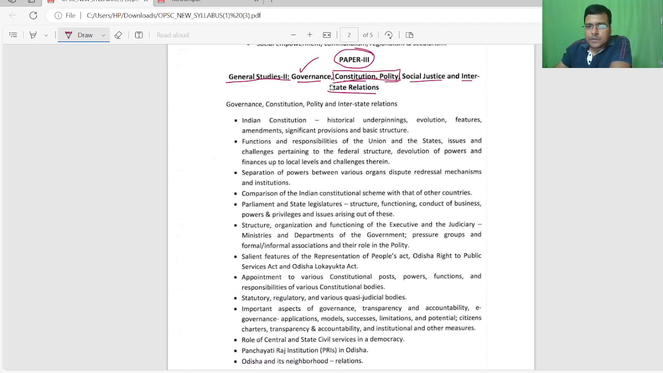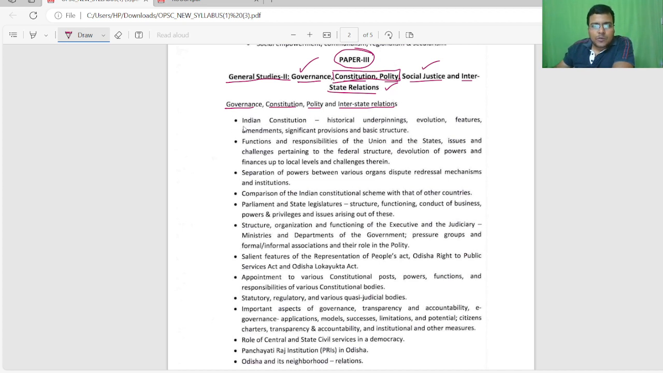So first it is given governance, social justice, and interstate relation. So relation of Odisha with other states, that we call interstate relation. So this is the syllabus: governance, constitution, polity, interstate relation. So let's discuss the syllabus.